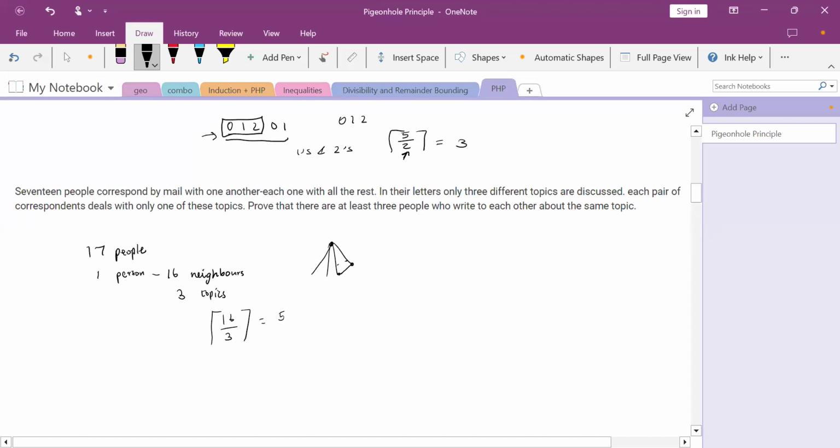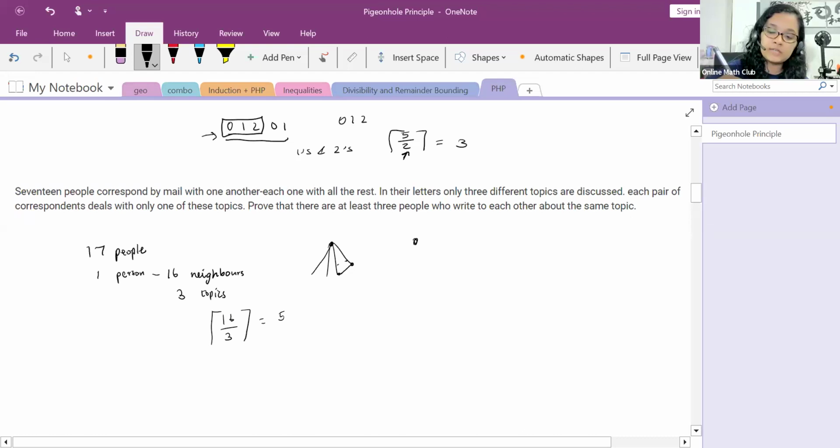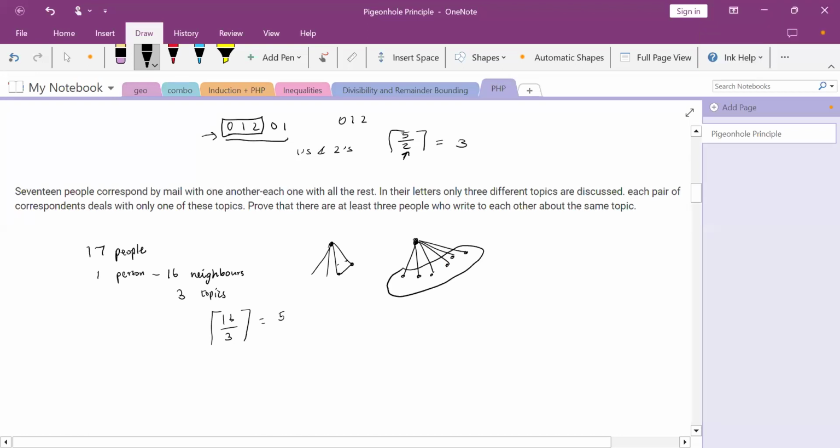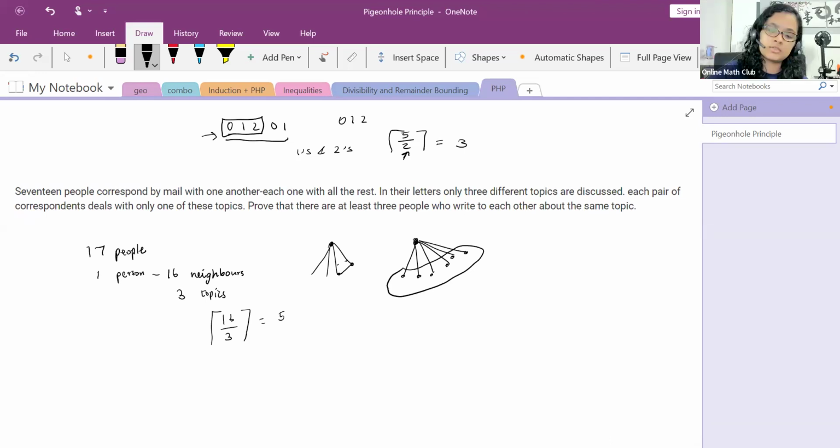Can you say that? Yeah, so we basically have a person and he talks to some 6 people about the same topic. So now if any two of these people also talk about that particular topic, then we're done. So now assume that all of these people talk about the other two topics. Now what can you do? 6 upon 3, 2 is equals to 2. No, now you want to show that there's a triangle among these 6 people, given that they talk about two topics.